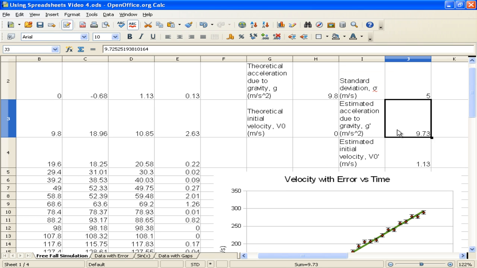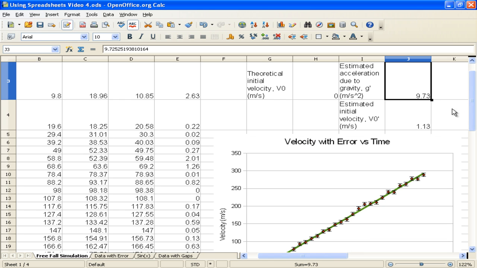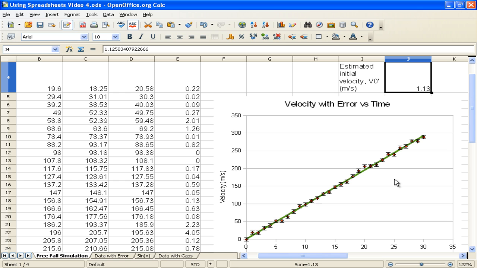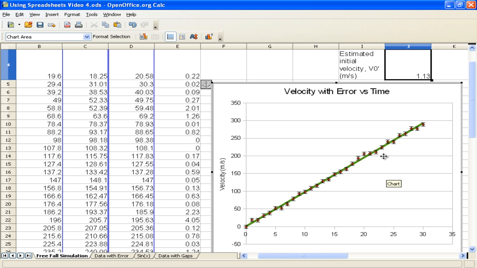So you can see here the results of the solver. It thinks that the slope is 9.73 meters per second squared and that the initial velocity is 1.13. Let's compare these results with the results of the built-in trendline function that comes with OpenOffice Calc.